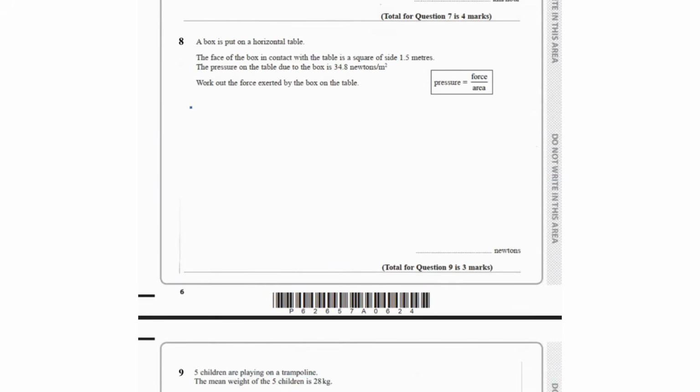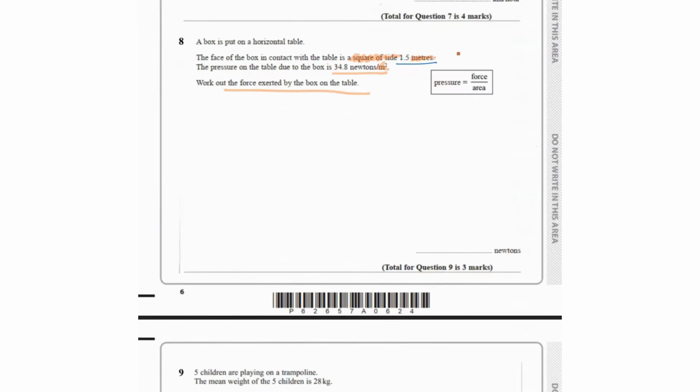Then you can get a question on compound measures. I think pressure has a higher chance of coming this time. So it says a box is put on a horizontal table. The face of the box is in contact with the table, which is a square side of 1.5 meters. So it's a square. Let's highlight that. The pressure on the table due to the box is 34.8 newtons per meter square. Units, meter square meters. So we have that.